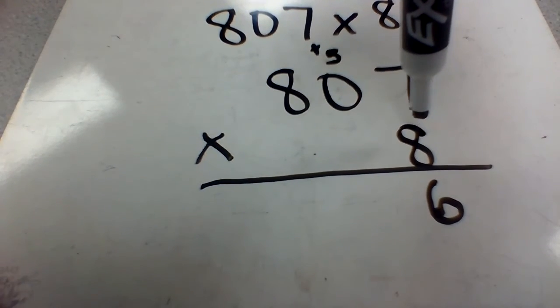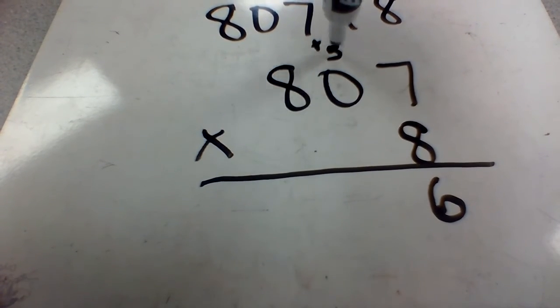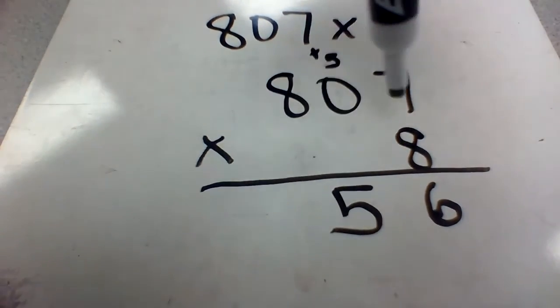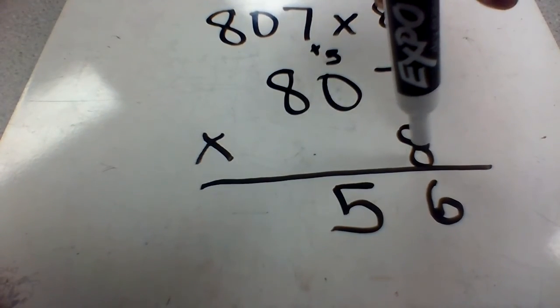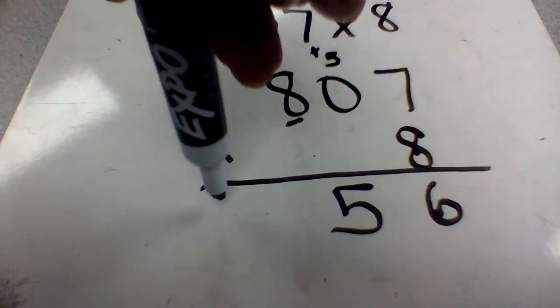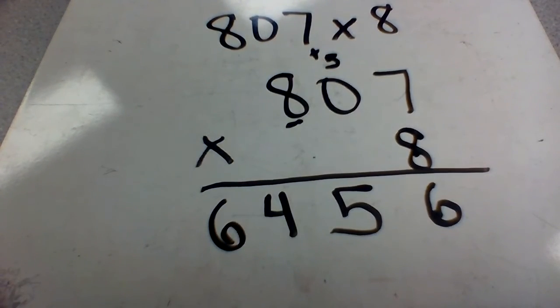Now I multiply 8 times the tens place. Well, any number times 0 is 0. So 8 times 0 is 0 plus the 5. So 0 plus 5 is 5. And my last step now is I have to multiply 8 times the 8 in the hundreds place. 8 times 8 is 64. So our product is 6,456.